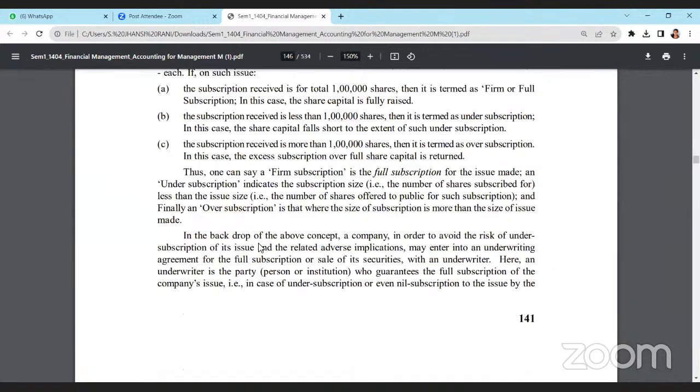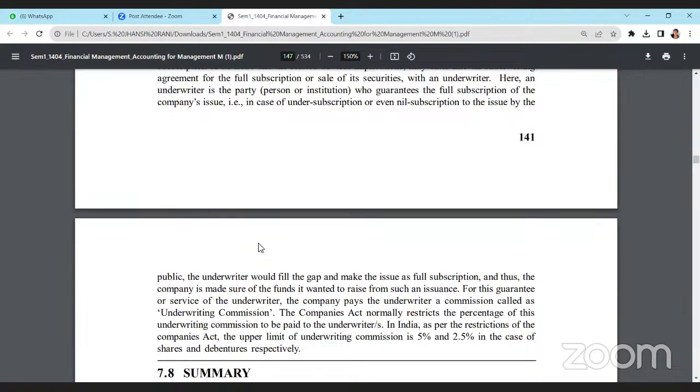There is a slight difference between preference shares and equity shares. Equity shareholders are the actual owners. Why? Because when the company goes into liquidation or winding up takes place, the first preference will be given to the preference shareholders. That is the reason we call them preference.